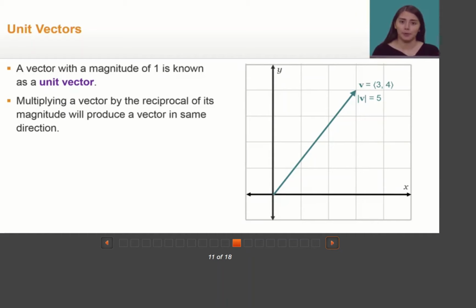In component form, vector v is 3, 4. So its magnitude is 5. And the reciprocal of its magnitude is 1/5. We can use the distributive property of scalar multiplication to produce a unit vector of 3/5, 4/5 that is in the same direction as v.